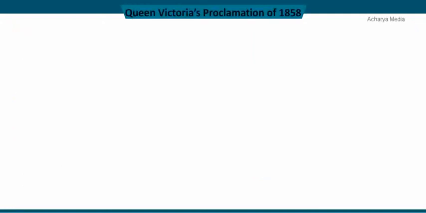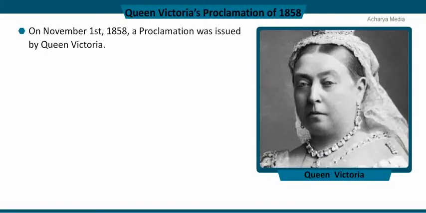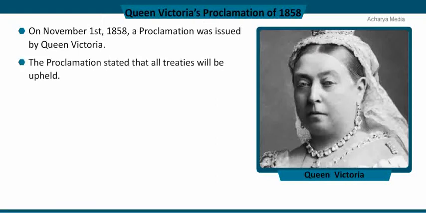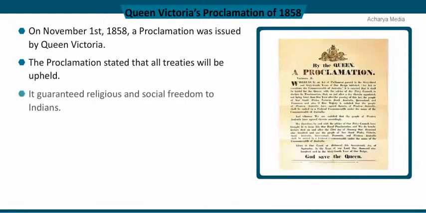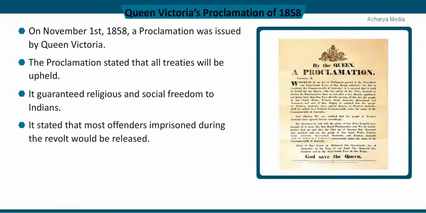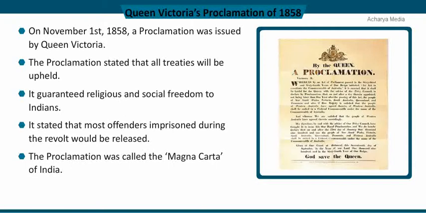Queen Victoria's Proclamation of 1858. On November 1st, 1858, a royal darbar was held at Allahabad. At the meet, Lord Canning read the proclamation issued by Queen Victoria. The proclamation stated that all treaties signed between the company and the Indian princes will be upheld. It guaranteed religious and social freedom to Indians. It stated that most offenders imprisoned during the revolt would be released, except those who were involved in the killing of British officials. The proclamation was called the Magna Carta of India.